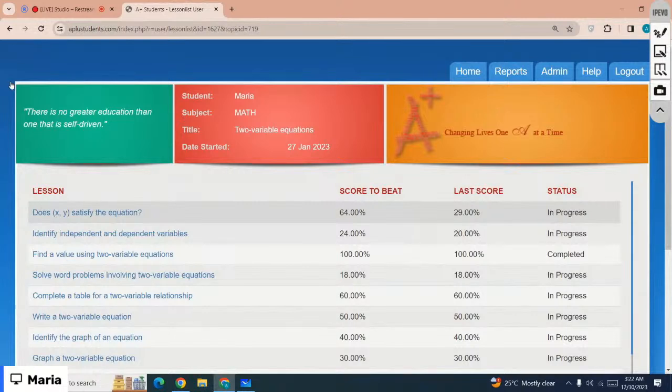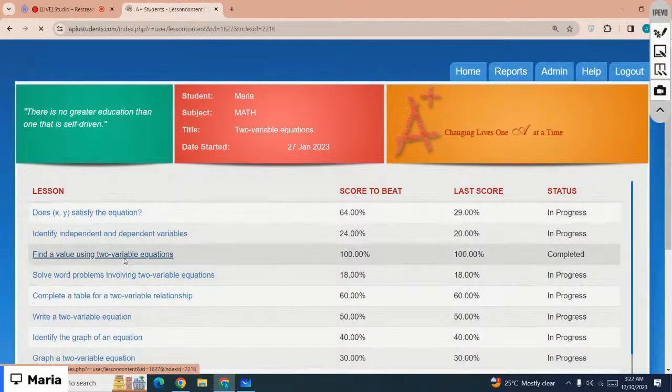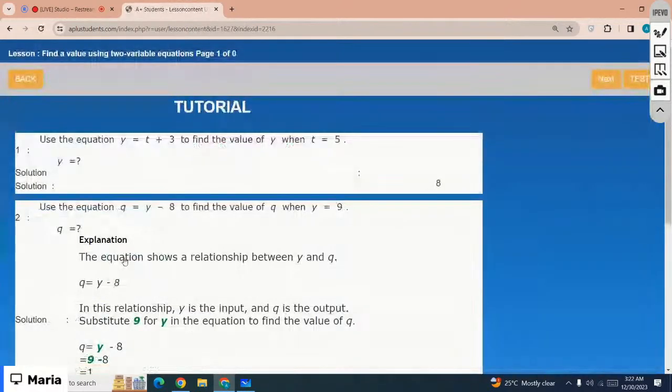The next lesson is find a value using two variable equations. So basically, you are given the value of one of the variables. You need to calculate the value of the other variable. For example, use the equation y equals t plus 3 to find the value of y when t equals 5. So replace the variable t with the value, right? T is 5. So replace the t with 5. So that is 5 plus 3, y equals 8. The correct option is 8. Got it?